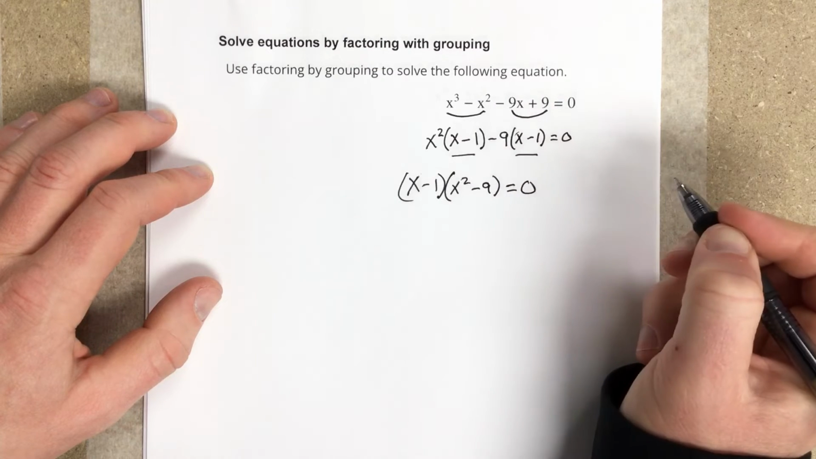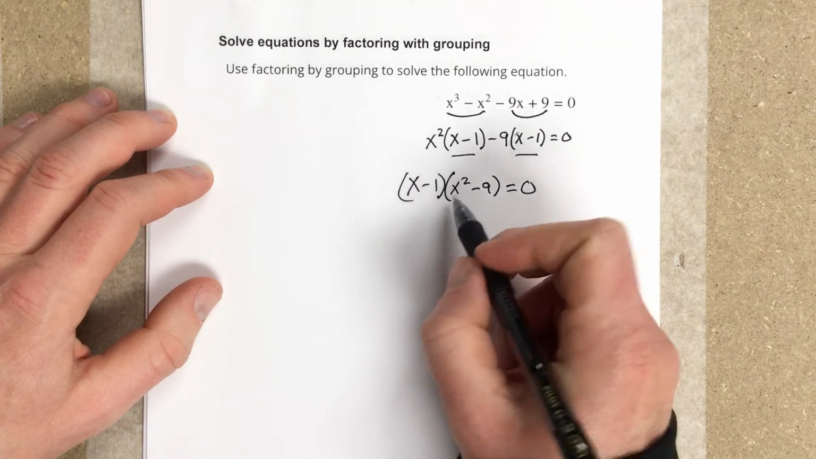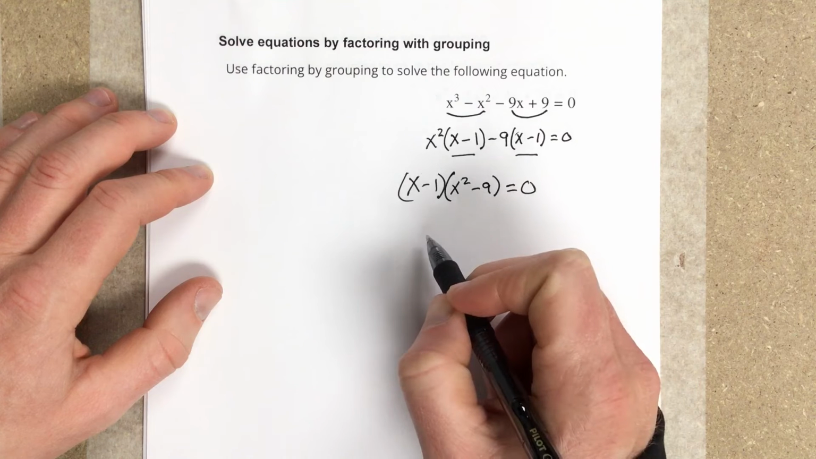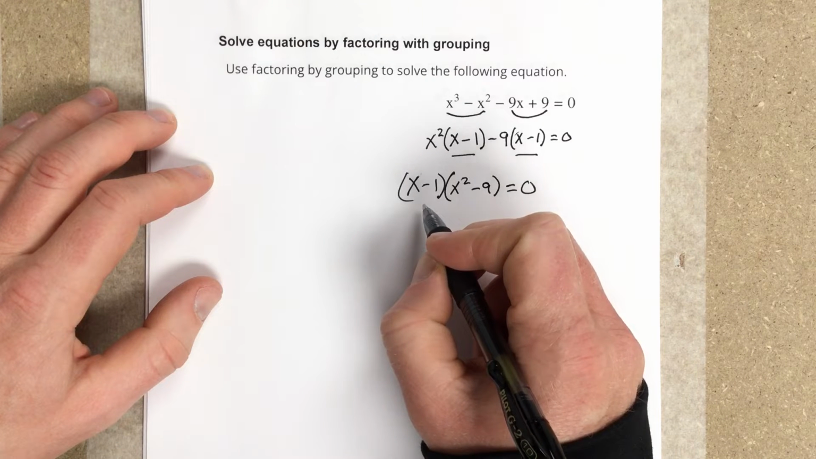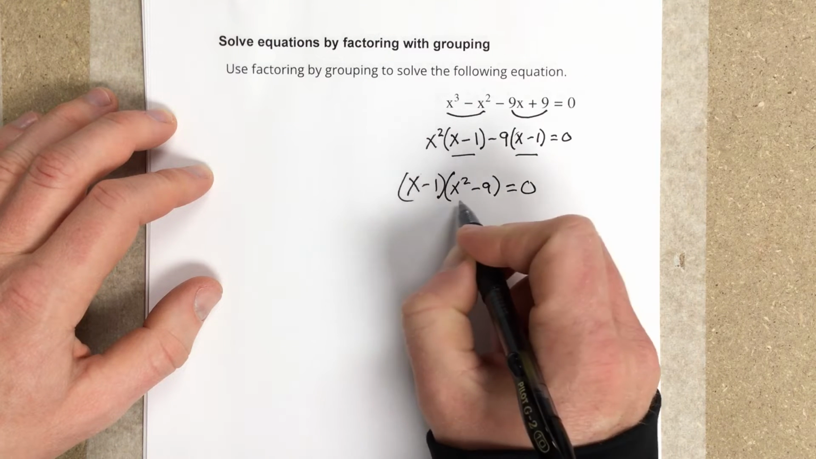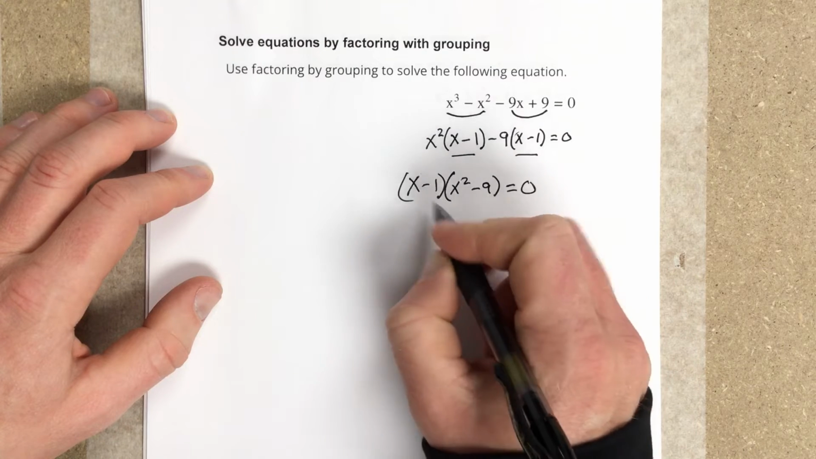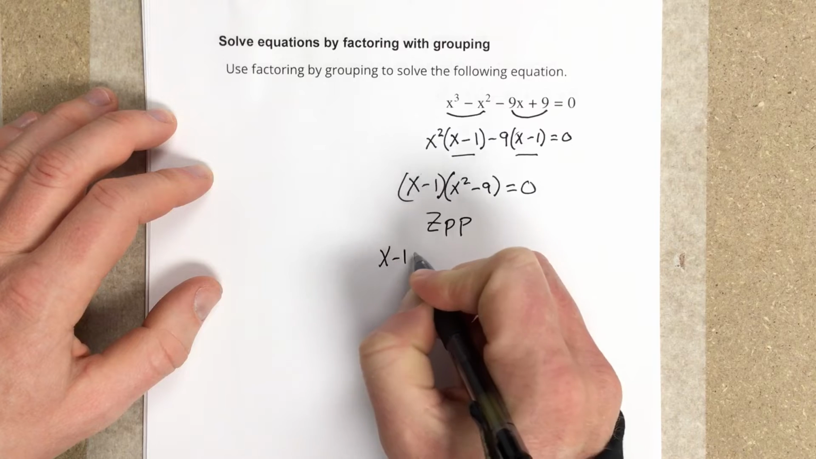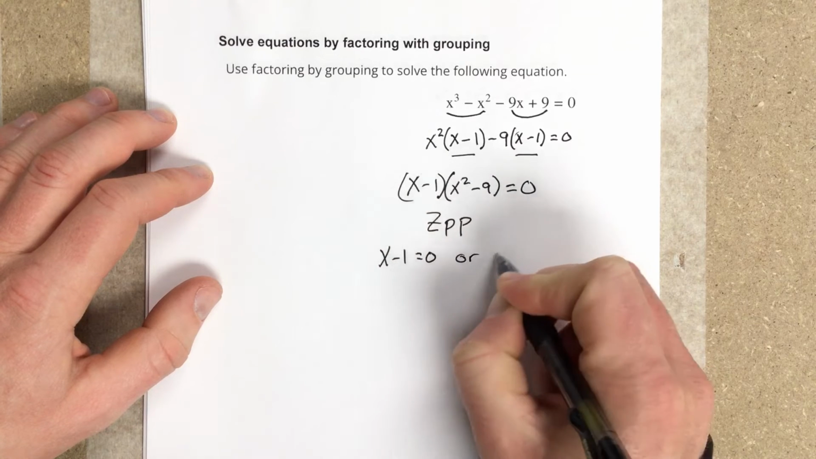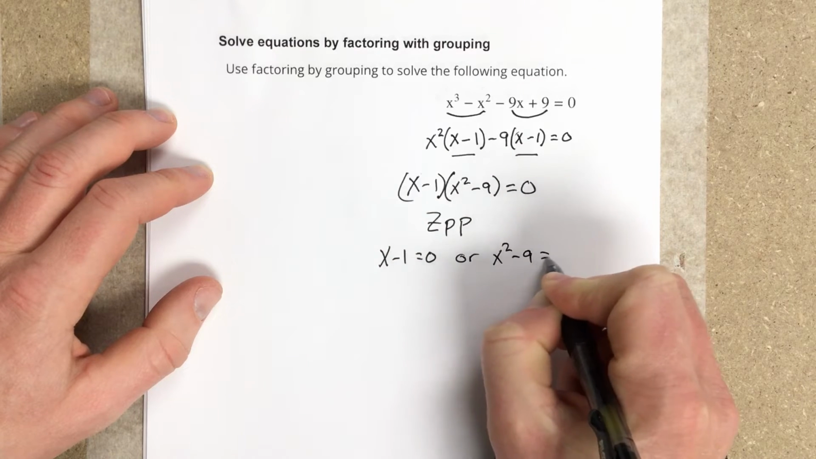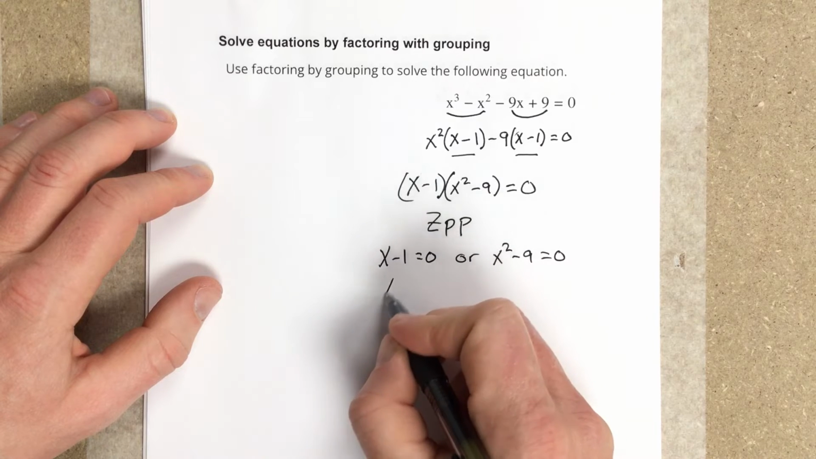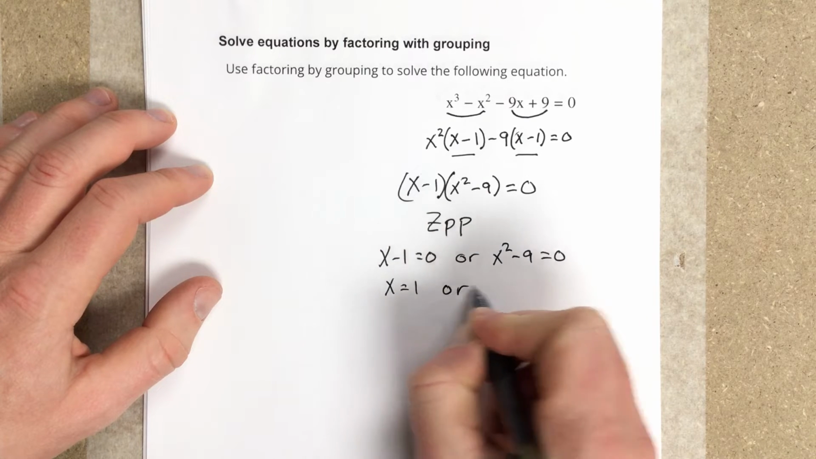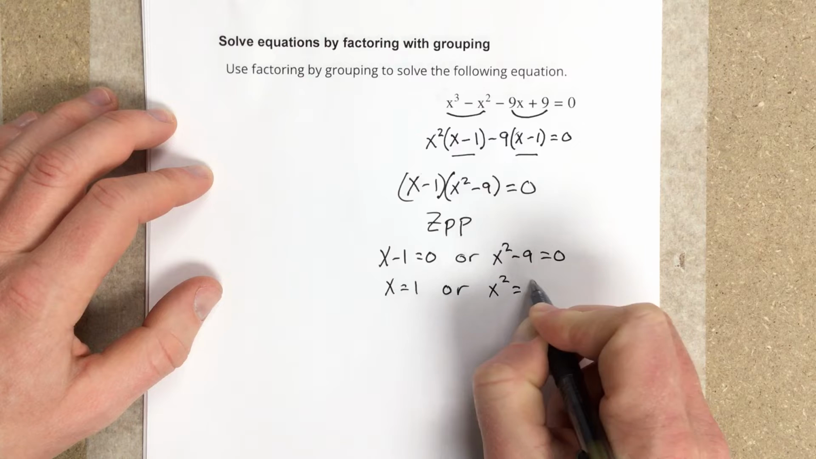That's equal to 0. So again, I have two binomials equal to 0, kind of like the previous video. One of these two has to be 0 if it's going to equal 0 when you multiply. So we're going to use the zero product property. So we have x minus 1 equals 0, or x squared minus 9 equals 0. Let's add 1 to the other side. We get x equals 1, or x squared is equal to 9.